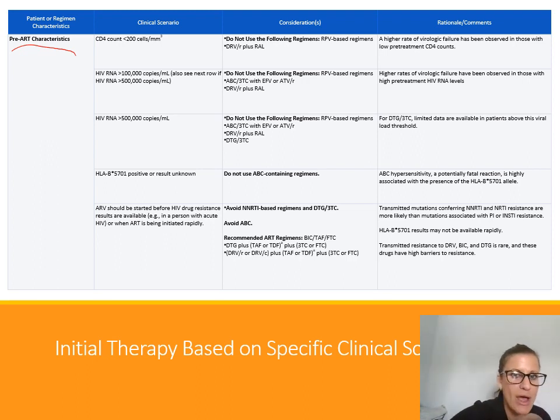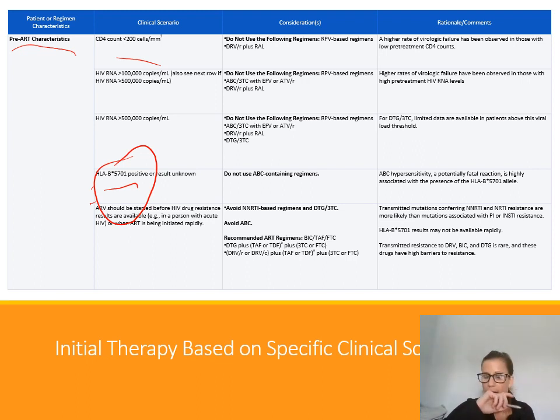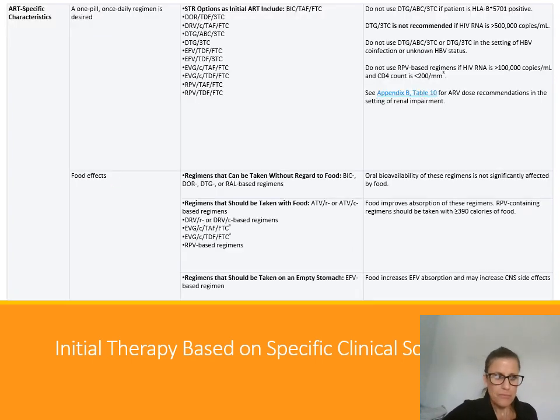So if the CD4 count was really, really low to start, and then there are HIV RNA levels. There's HLA-B5701 positive or result unknown, right? If they have HLA-B5701, remember that means that you can't give them abacavir. ABC is abacavir, because that's associated with that potentially fatal hypersensitivity.